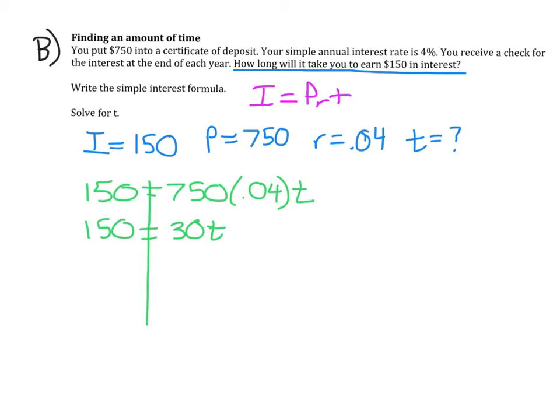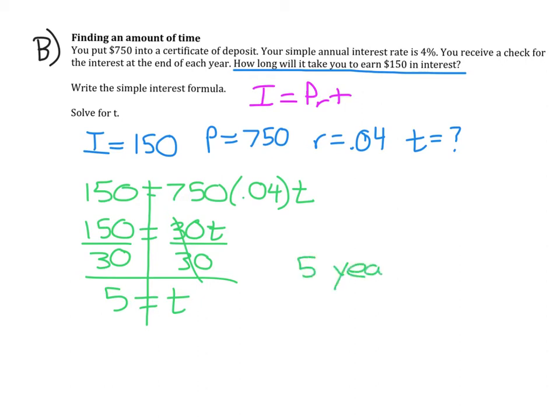And this is a one-step equation. All we have to do is divide. Undo that multiplication by using division. And we get t equals 150 divided by 30 equals 5. Remember, t we always measure in years. So this will take 5 years to earn $150 in this certificate of deposit, in this savings account.